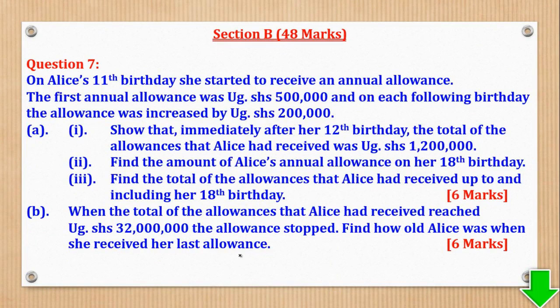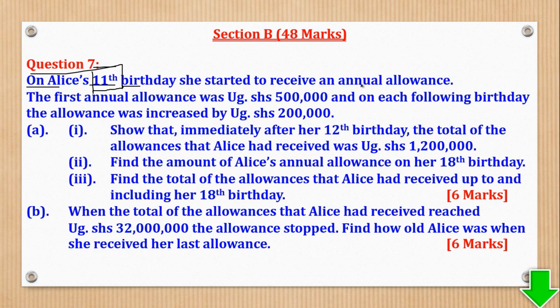Then question 7, now we have begun section B. So section B still had 4 questions. And that's why you see 48 marks, each with 12 marks. So question 7 says, on Alice's 11th birthday. Note this one, they didn't say first. Most students took this as first birthday, which is not okay. They took it as 11, so it is 11th birthday.